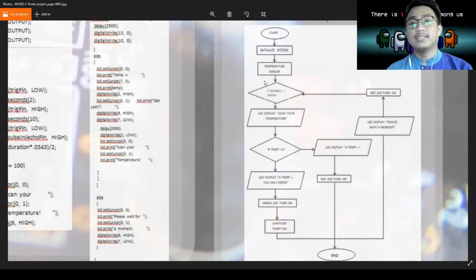Also the same if the distance is less than 1 meter. If the distance between the first person and the second person is less than 1 meter, the red LED will turn on, and the LCD will display please wait for a moment. So I will show you more detail about this flow inside the simulation part.